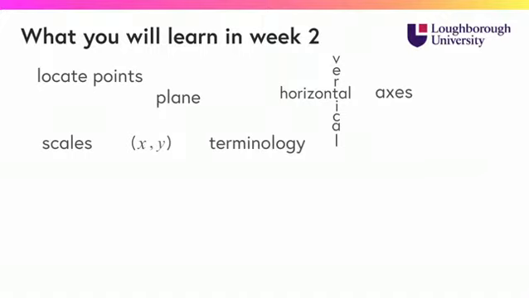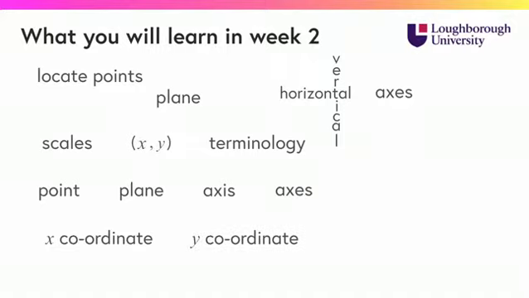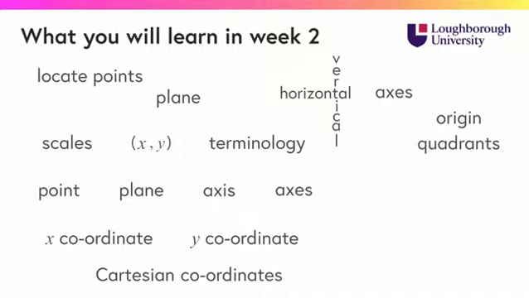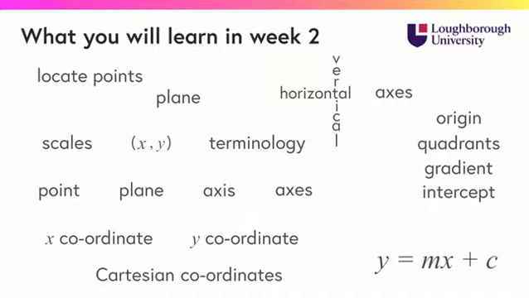You will understand common terminology: point, plane, axis, axes, x coordinate, y coordinate, coordinates, Cartesian coordinates, origin, quadrants, gradient and intercept. You'll be able to recognise and use the equation of a straight line. You'll be able to substitute numbers into the equations of a straight line to obtain the y coordinate of a point given its x coordinate. You'll be able to match straight line graphs to their equations and vice versa.